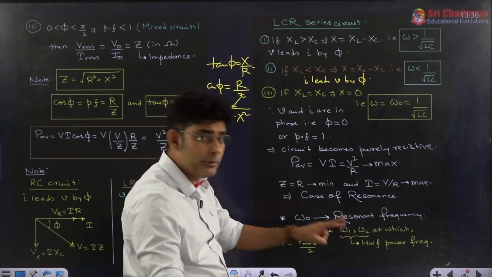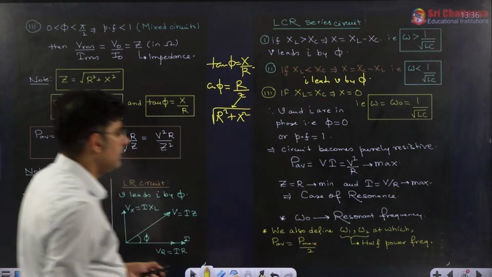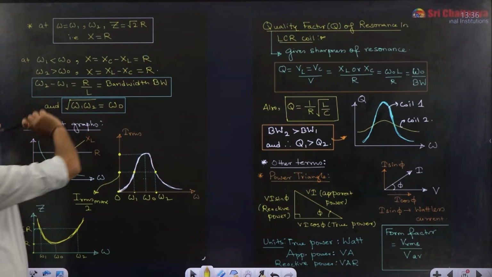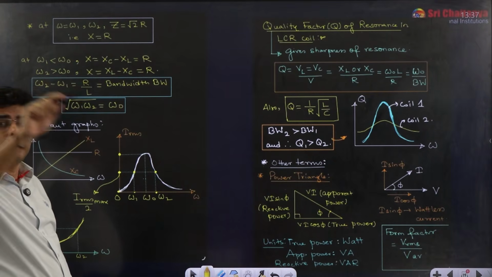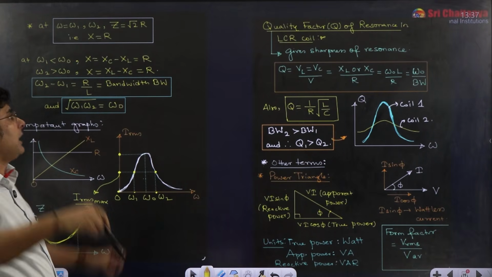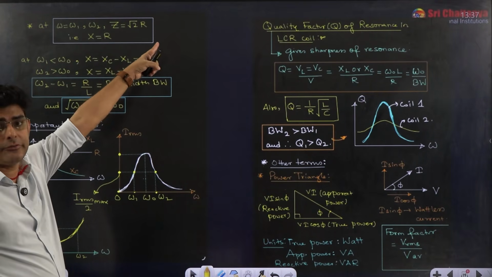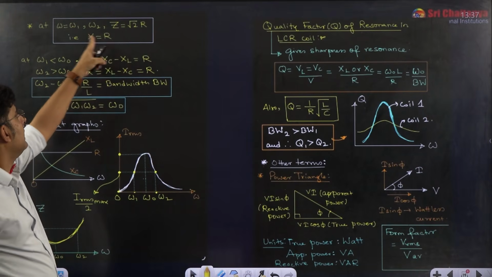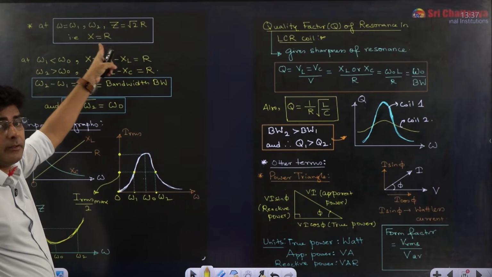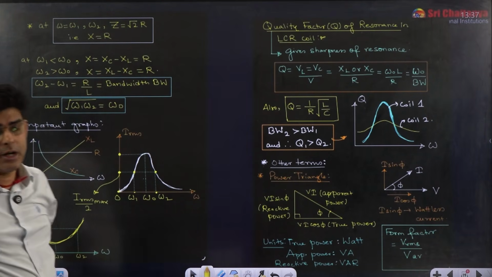Why I am calling two values, not a single value, you will understand. When omega is omega 1 or omega 2, power becomes half, current becomes 1 by root 2 times, so Z will become root 2 times the resistance. That means at half power frequencies, X will become equal to R.